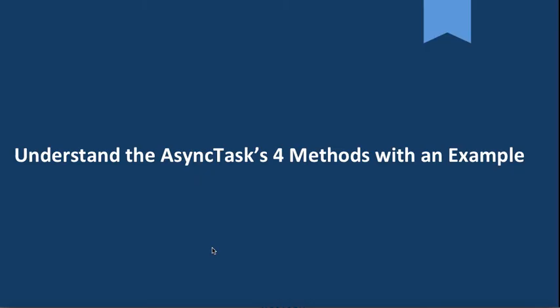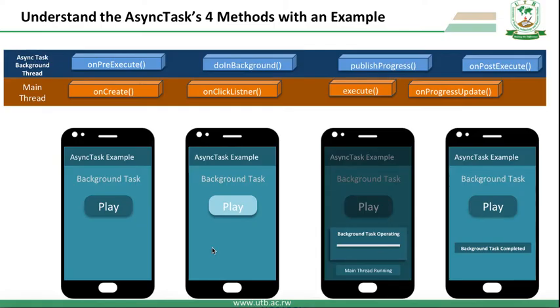So let us understand these four methods with an example. You can look on your screen, we have an app. On launch of the app, it offers us to play some music or a video or something else. As soon as you launch this application, the onCreate method is invoked, since onCreate is the first method to be called on activity launch, and it is the first method of the activity lifecycle.